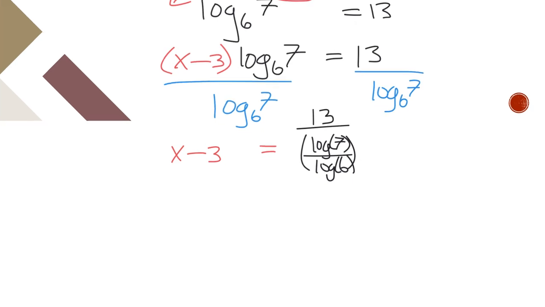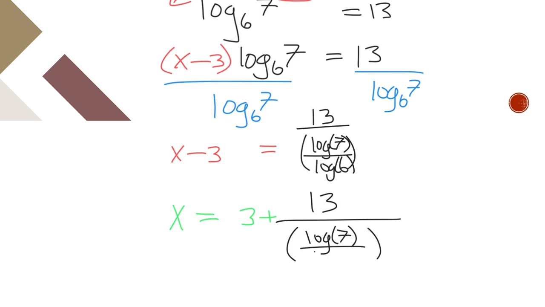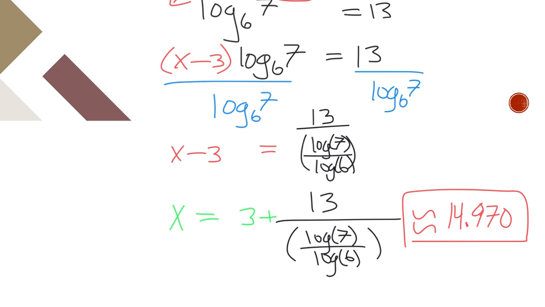And then once we do that, we just have to add that 3 to both sides. So x is equal to 3 plus this 13 all divided by this log of 7 over that log of 6. Now we just type all of that into our calculator in one go, and we should get about 14.970. That should be our answer, and you can always double check your answer by plugging this number back into the original exponent and seeing if it works. So that is one thing you can check.